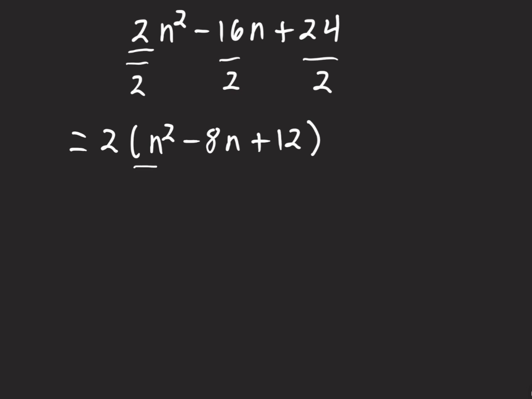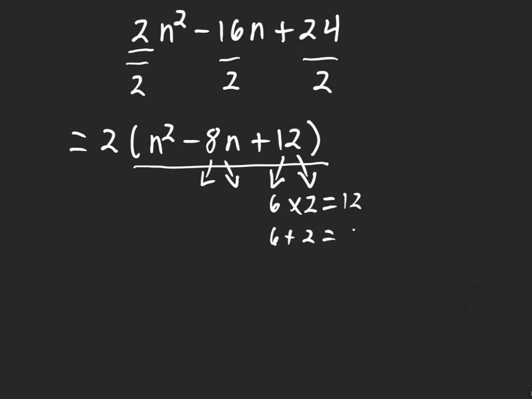Now, this right here is a simple trinomial. So let's solve this one. So we need to find two numbers that multiply to 12 and add to 8. So let's think of two numbers that multiply to 12. Well, we have 6 and 2. And if we multiply those, it's equal to 12. But if we try to add those, we're going to get positive 8. We need to get negative 8.